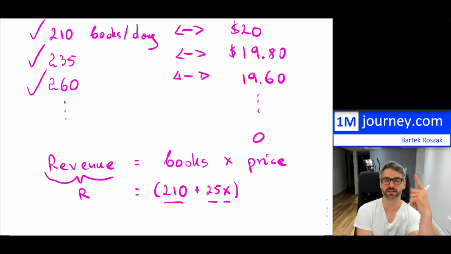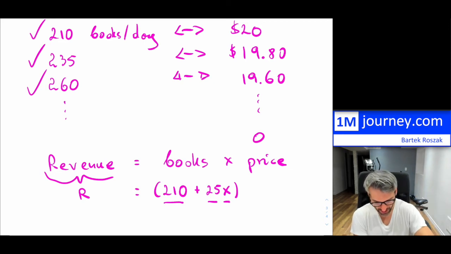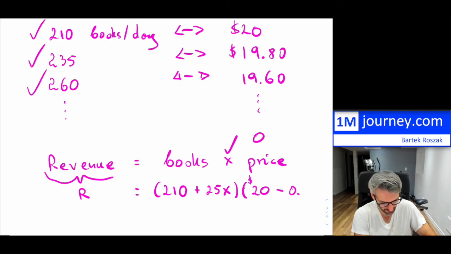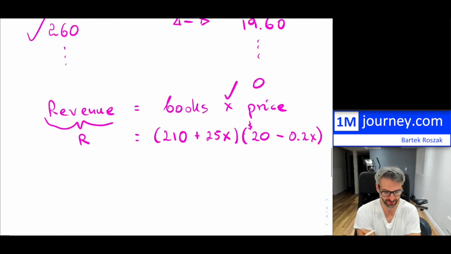So this tells you 210 plus 25 times the discount. If I give one discount, one discount will be 20 cents. Two discounts will be 40 cents, right? Three discounts would be 60 cents, and so on. This is the number of books that I'm going to sell, and it's multiplying the price. Now what is the price? Well, the price is $20. But I'm reducing the price by 20 cents for every single discount I give. So this is what I have.